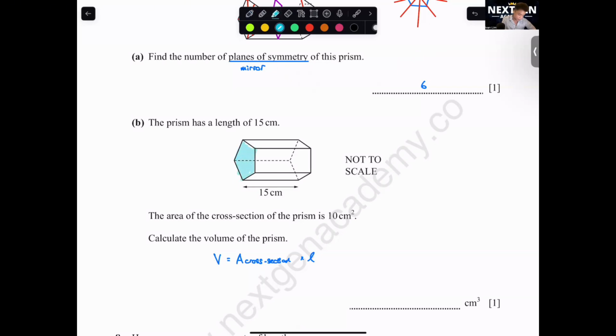So for a prism, the concept means you need to find the area of this. Well, here they give it to us already. It's 10 cm square multiplied by 15. So 10 times 15, which is 150. Just check the units also: cm cube. Yeah, cross section area times length. Correct.